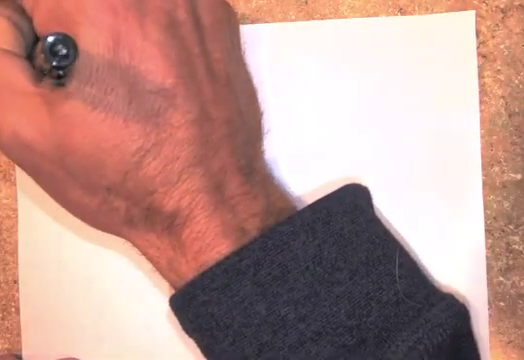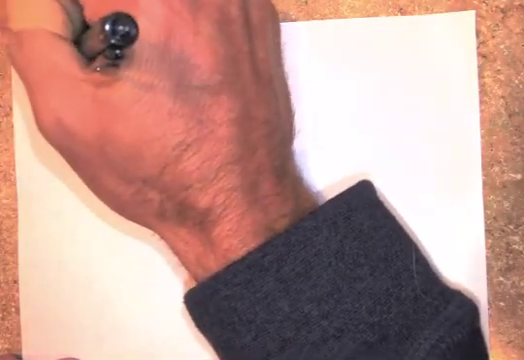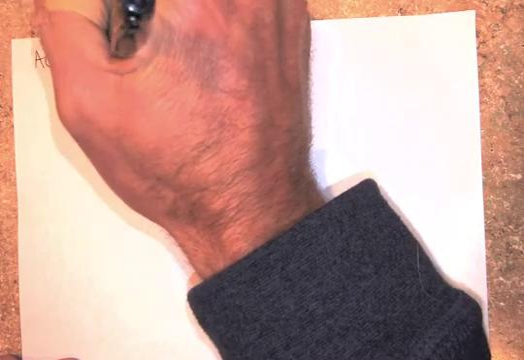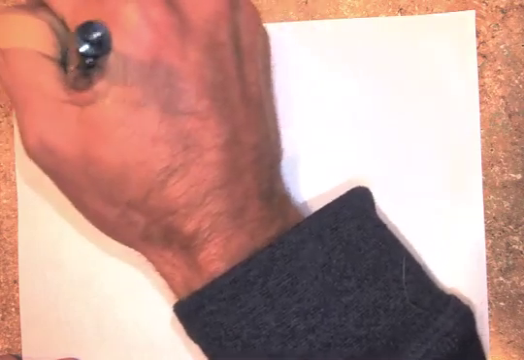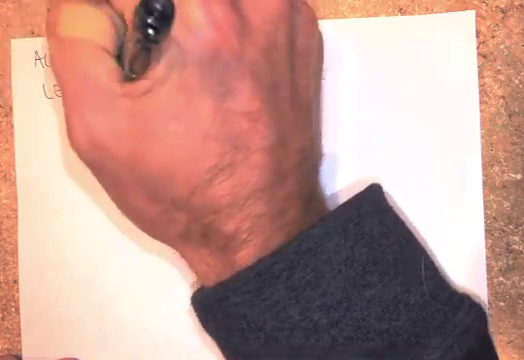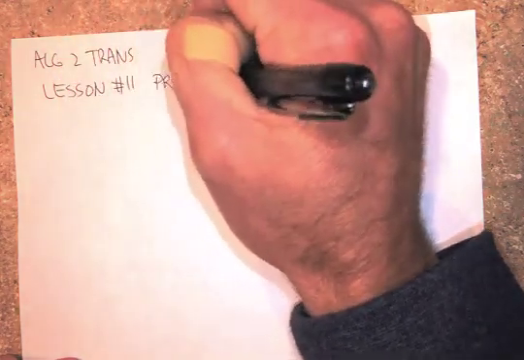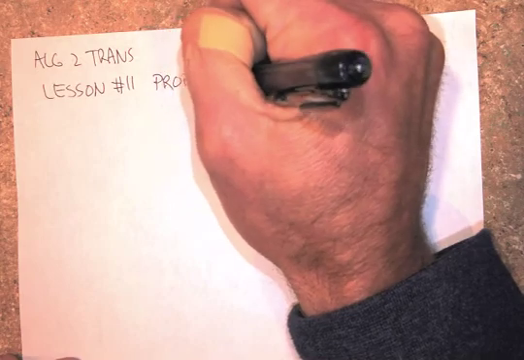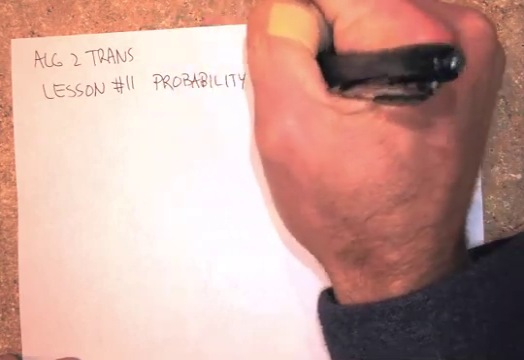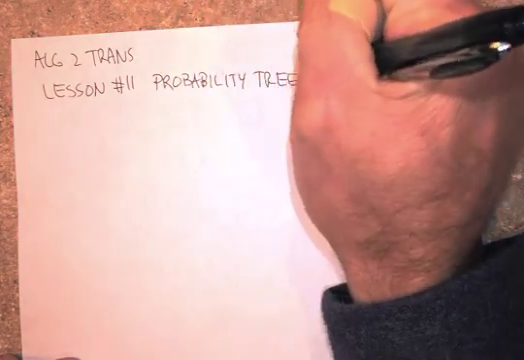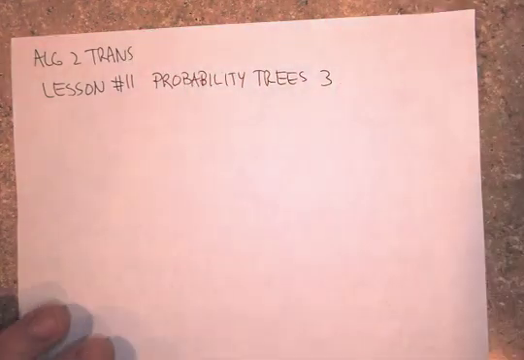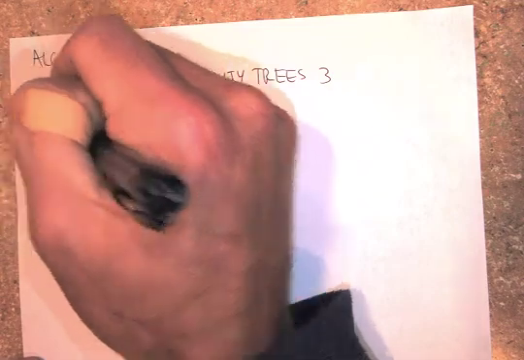So this is lesson number 11 we're on, which is going to be probability trees. We're going to go a little more advanced with probability trees. So we'll call it probability trees 3. Okay, these will be the most advanced ones you see. So I'll just give you 3 examples that relate to the ones on your homework.